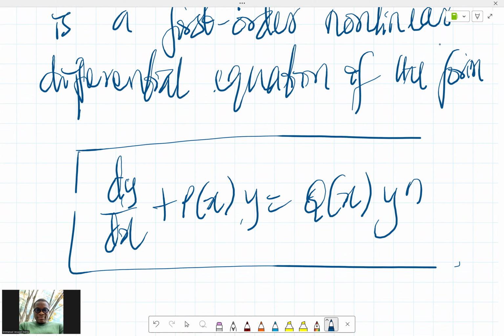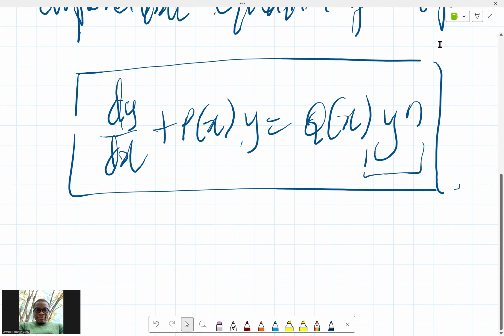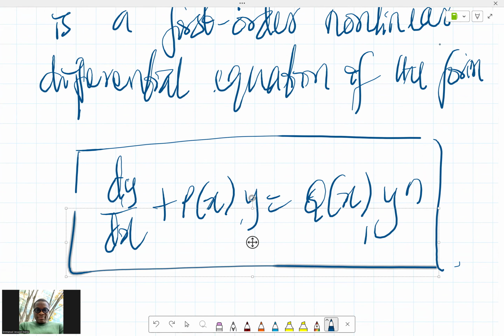Now, this looks almost like the equation we considered in the previous video, because we have dy/dx, we have p of x times y, we have q of x. The only difference lies in this y raised to power n. And because that y is raised to power n, that makes it non-linear.